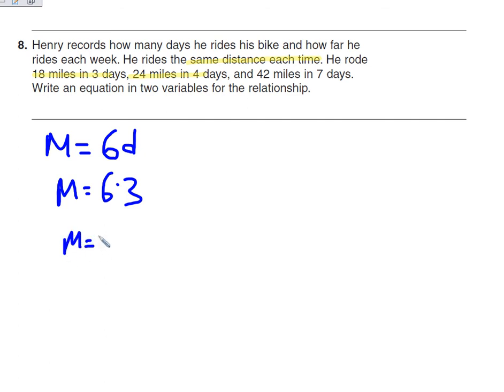So how many does he ride in 1 day? Miles equals 6 times 1. For every day he rides, it would be 6 miles. Okay? Miles equals 6 times D, or the days times 6. So in 3 days, 18. So just plug it in and it works. And that's two-variable equations. We're going to graph these equations next time. So thanks for watching.